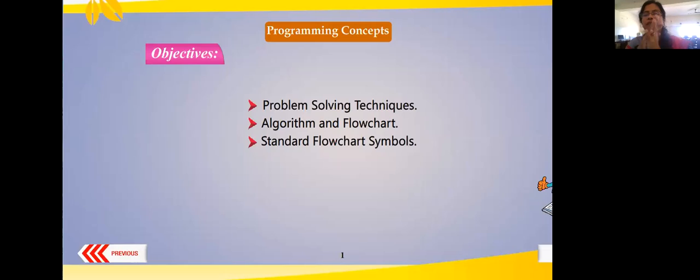Today, we are going to start a new chapter called Programming Concepts. So, let's get started. Okay, by reading this particular chapter, Programming Concepts, what are we going to learn? We are going to learn about problem solving techniques, algorithms and flowcharts, standard flowcharts, and symbols. Okay.